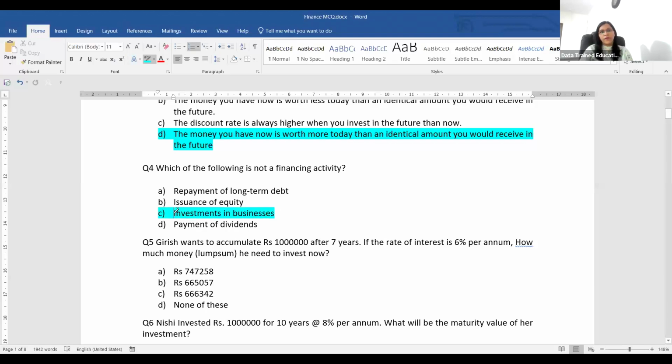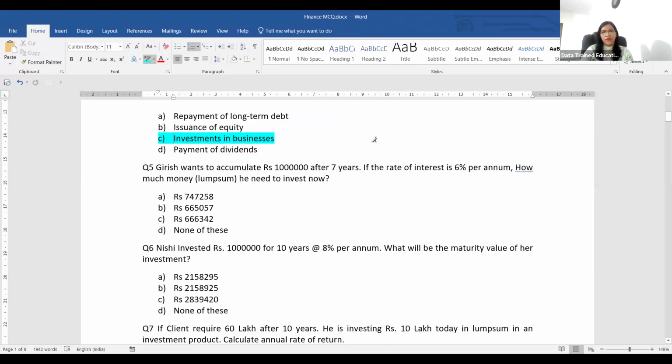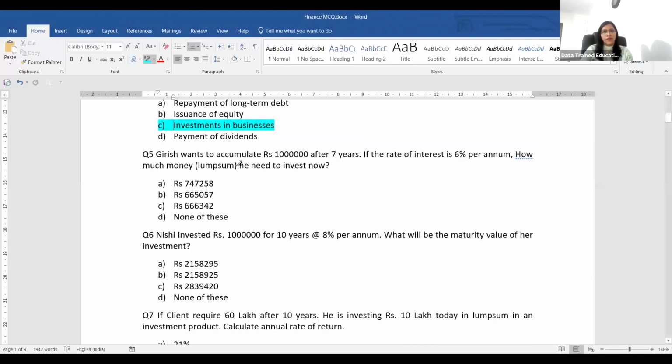Yes, investment in business is not a financing activity. This one is financing: repayment of debt and payment of dividend are financing activities. This is an investing activity. Okay, so question number 4, whosoever has written C is right. The rest, please recheck.